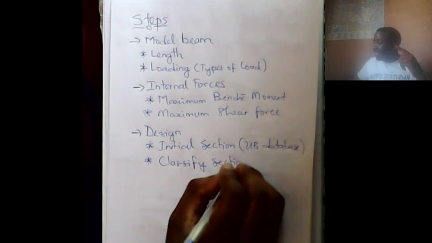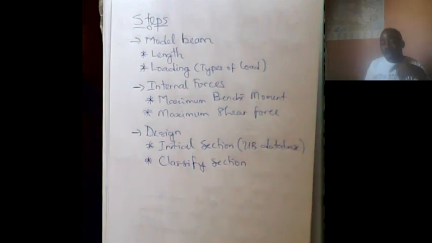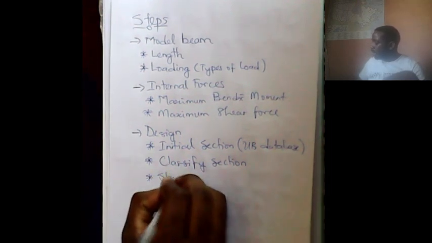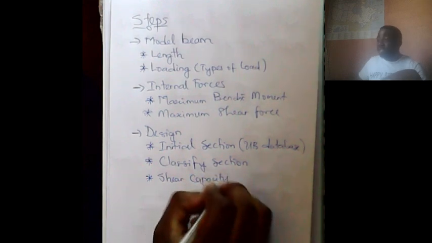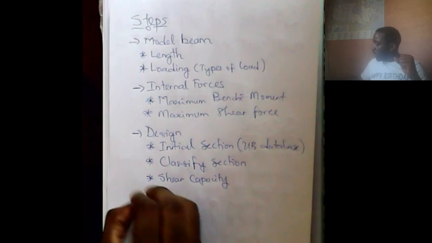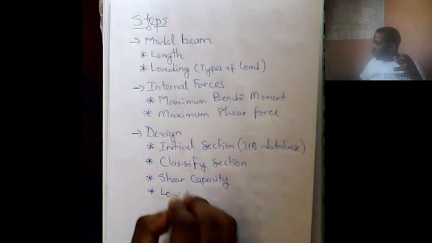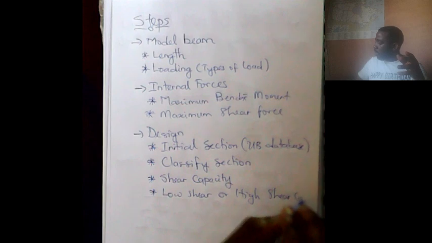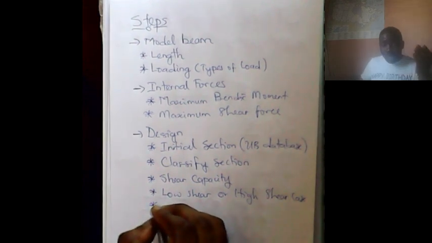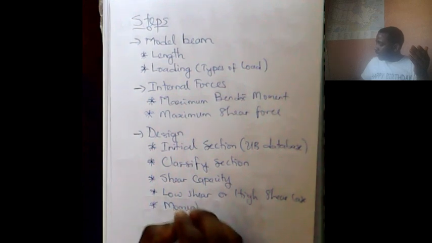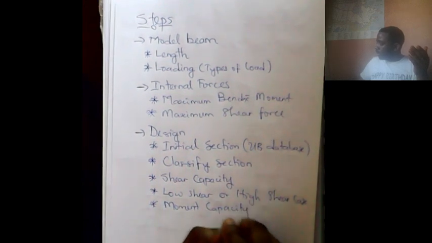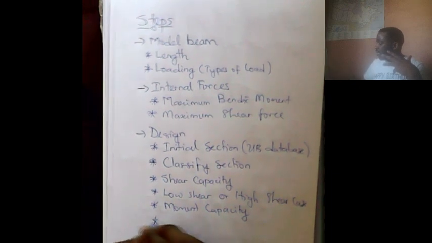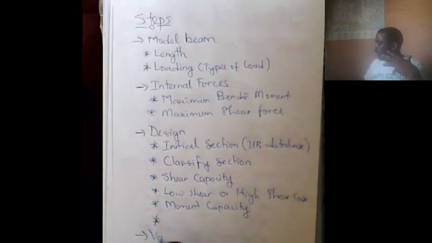So all these things I'm writing are the things that the application will need to do. We'll need to classify the section. According to the section's classification, we need to check the shear capacity to make sure that the shear capacity that the section offers is sufficient. Then we'll need to know whether we are in a low shear or high shear case, and correspondingly we'll recheck the moment capacity, right? The moment capacity, okay? And then if these conditions are verified, we'll just validate the section.